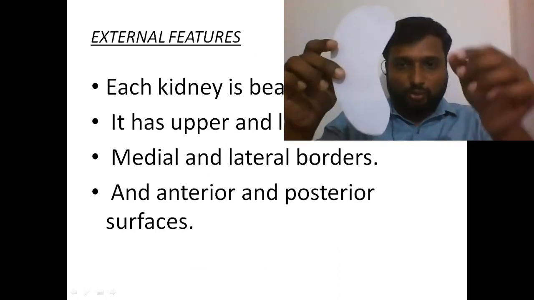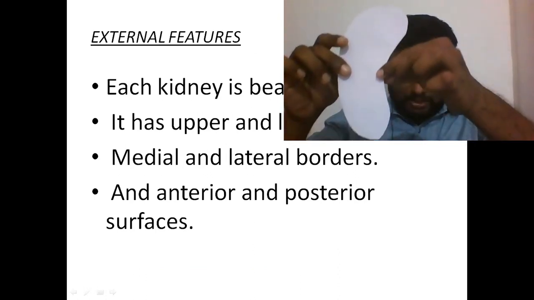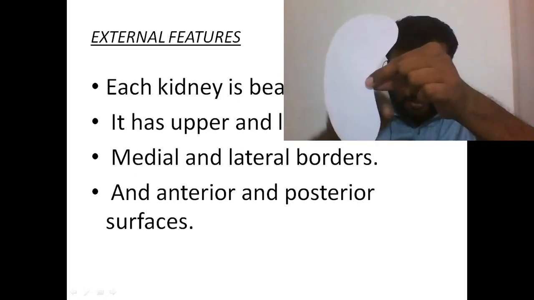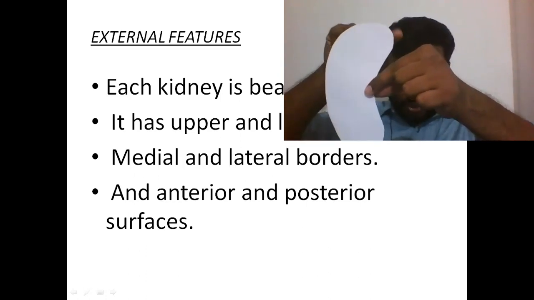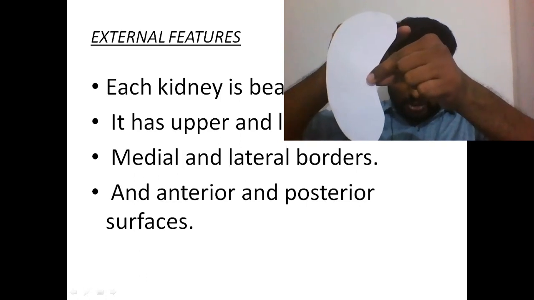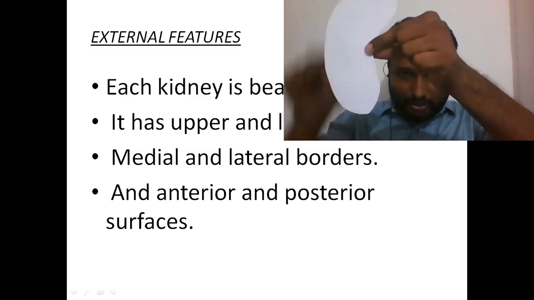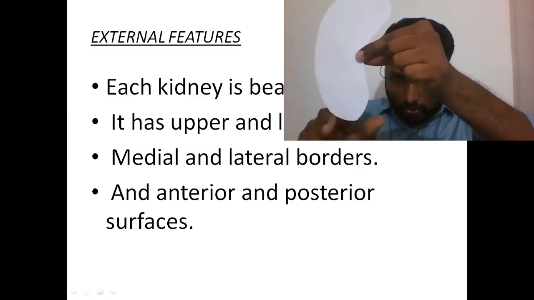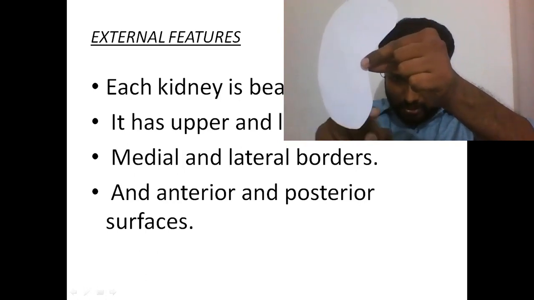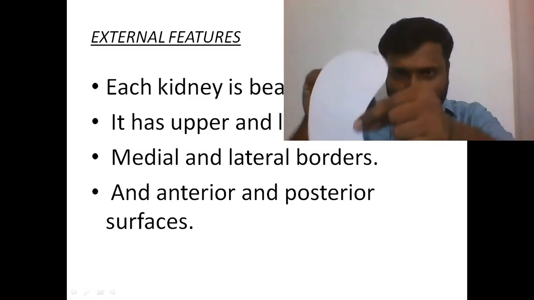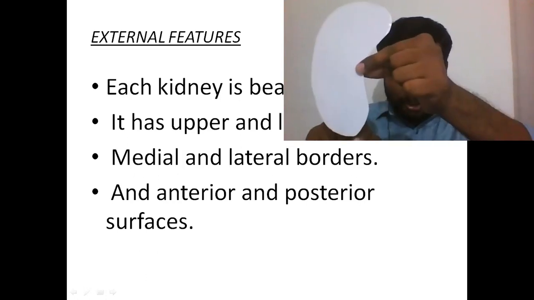So imagine this is the kidney. This is almost a bean-shaped structure. Now this is the upper pole. The upper pole is a little bit broad, and this is the lower pole. The lower pole is almost pointed, or a little bit more pointed. So it has two poles, an upper pole and a lower pole.